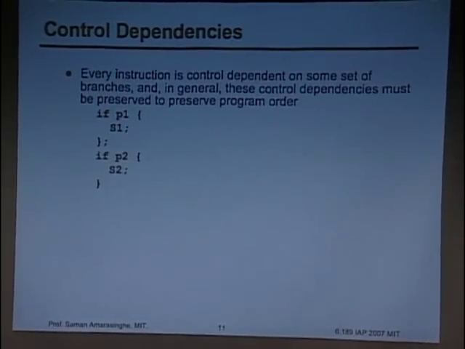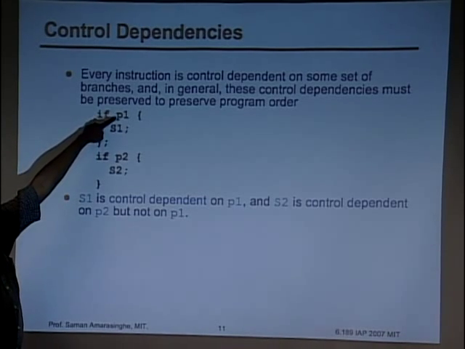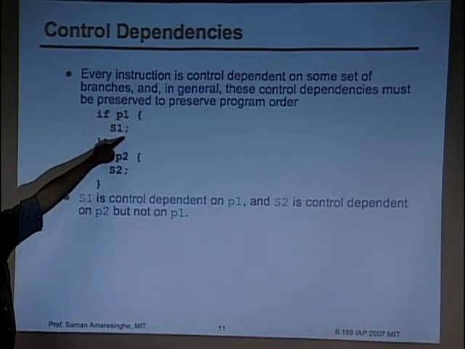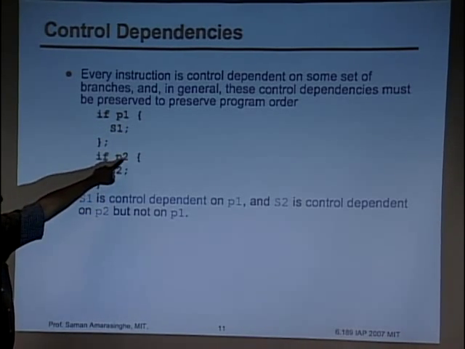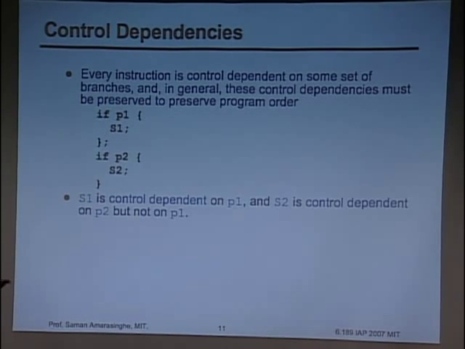The other type of dependence is control dependence. If you have a program like this, you have to preserve the program ordering. S1 is control dependent on P1, because depending on what P1 is, it determines whether S1 gets executed. S2 is control dependent on P2, but not P1. It doesn't matter what P1 does, S2 will execute only if P2 is true. So there's a control dependence in there.